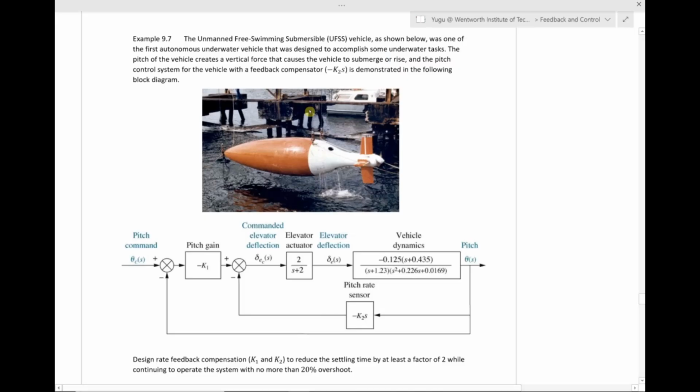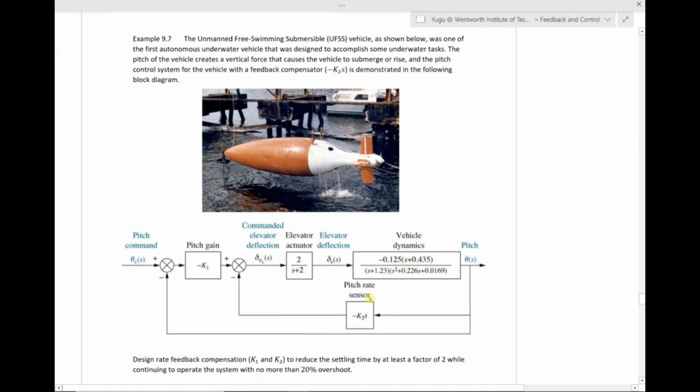What is shown here in the picture is the first autonomous underwater vehicle that was designed to carry out some underwater tasks. To make this vehicle submerge or rise, a pitch command needs to be applied to create a vertical force. The system block diagram given below identifies some of the key components, which has a feedback compensator called a pitch rate sensor already included in the inner loop.